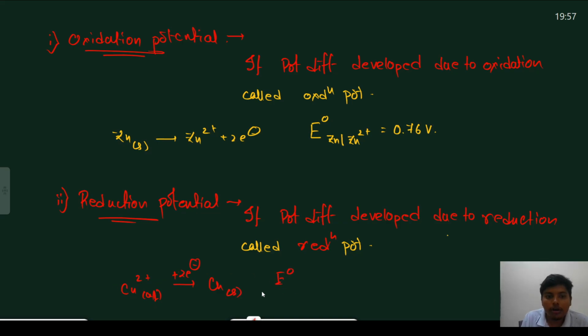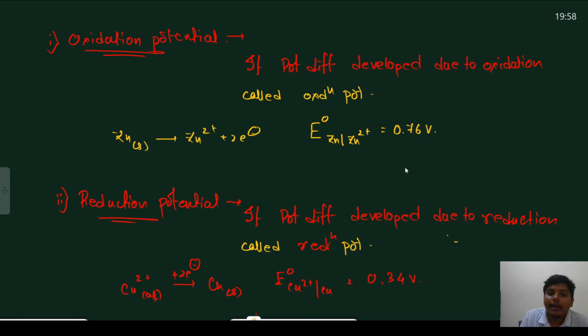See, E naught, what is there? Cu2+ to copper. So that reduction potential is equal to 0.34 volt. Like this we are writing this. Understood this thing? Yes or no?